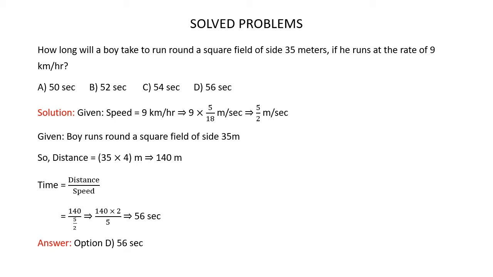We are asked to find the time. So we know that the formula for time is equal to distance divided by speed. Substituting the values of distance and speed in this formula, we get time is equal to 140 divided by 5 by 2. On solving this, we get time as 56 seconds. So the boy takes 56 seconds to run round a square field of side 35 meters. So the correct answer is option D, 56 seconds.